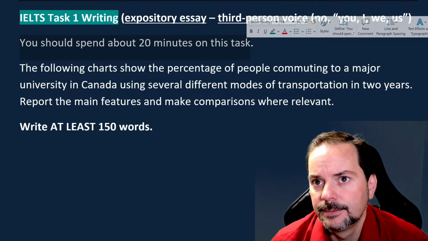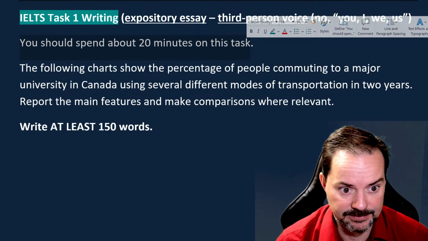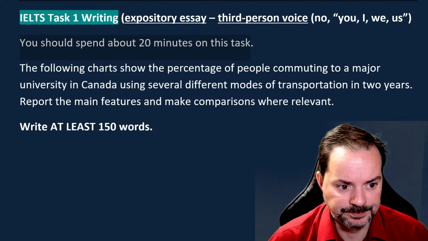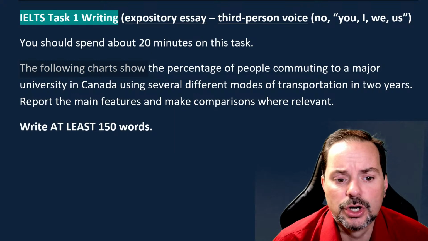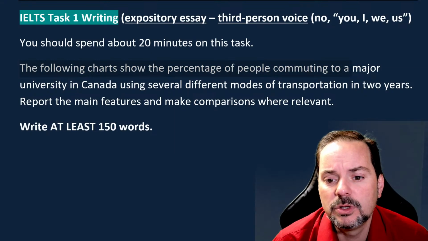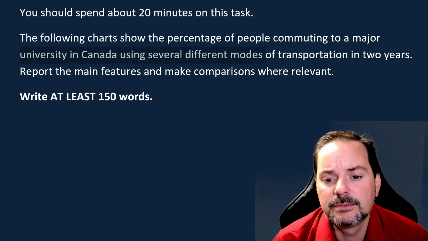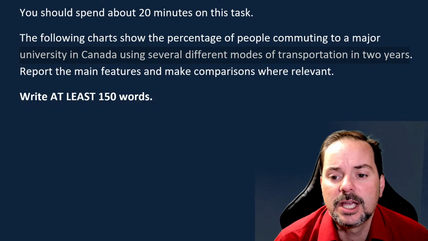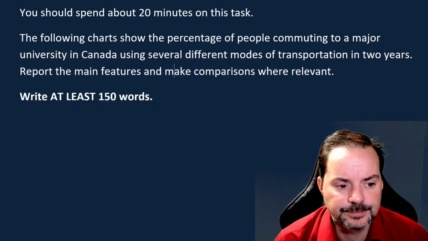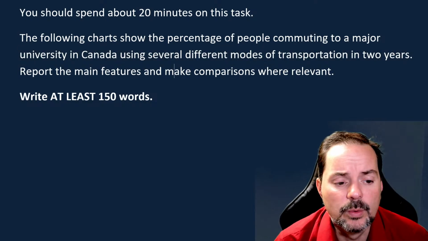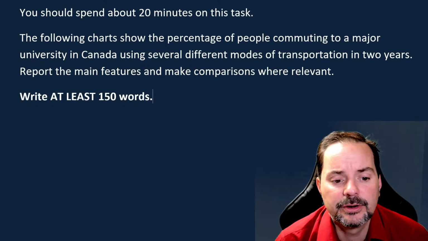It requires more analysis, let's say, interestingly. Okay, here we go. So let's read the question. The following chart shows the percentage of people commuting to a major university in Canada using several different modes of transportation in 2 years. Report the main features and make comparisons where relevant. Write at least 150 words.